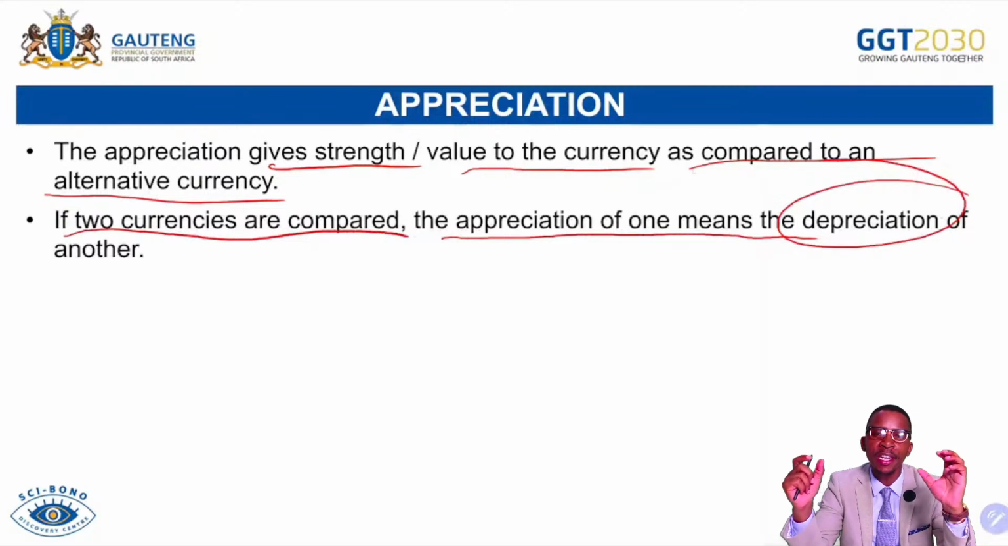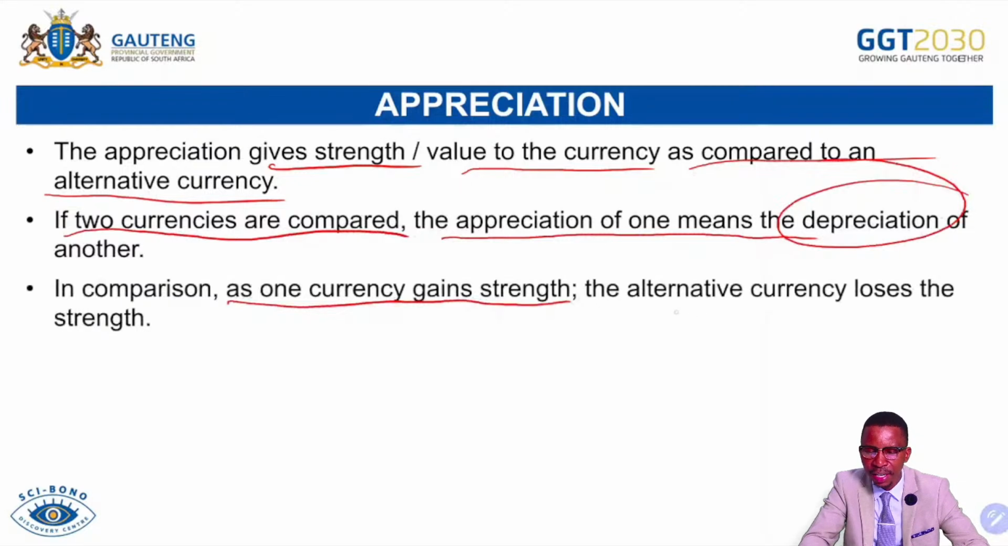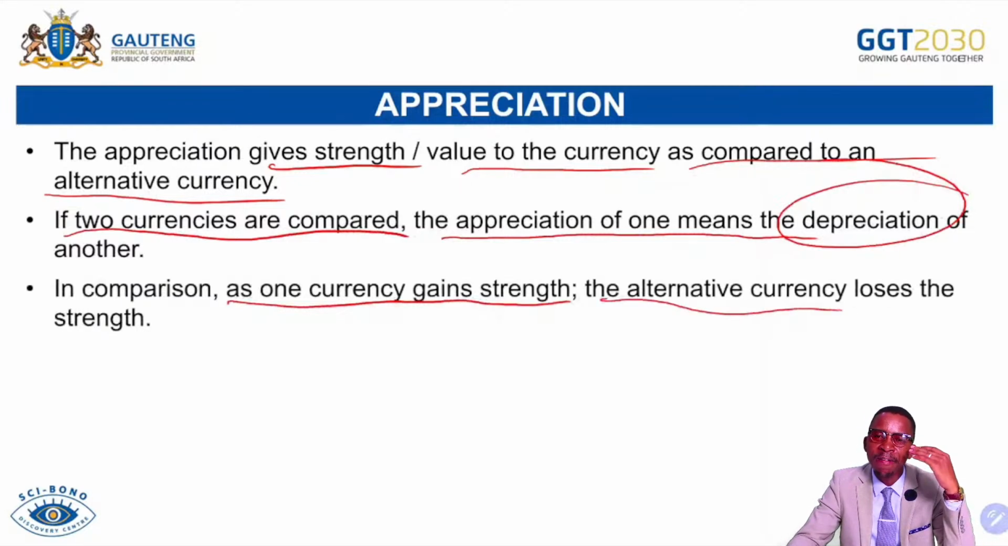So if you compare the rand to the dollar, if our rand appreciates against the dollar, the dollar will be depreciating against the rand. There is no simultaneous appreciation. As one goes up, the other goes down. They don't go in the same direction if they are compared to one another. In comparison, as one currency gains strength, the alternative currency loses strength. Meaning, if ever a currency appreciates, it's gaining strength. If the currency depreciates, it's losing strength. If it appreciates, it gains value. If it depreciates, it loses value.